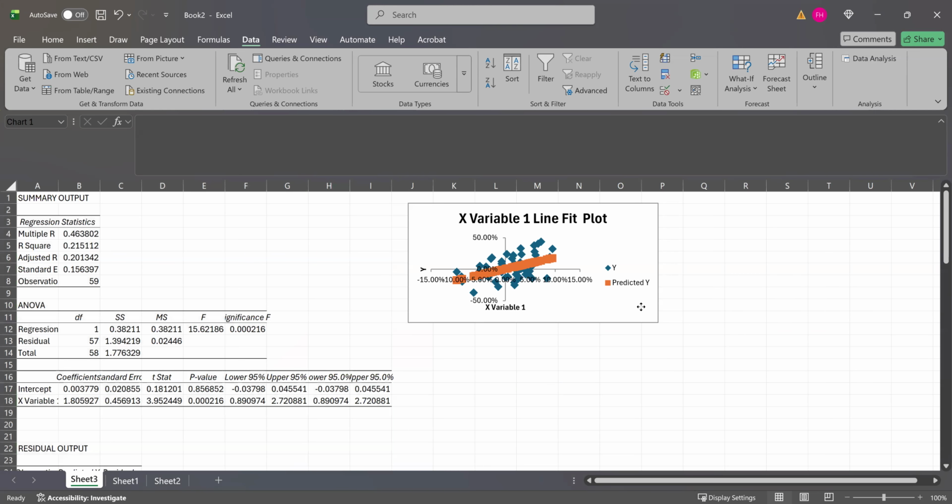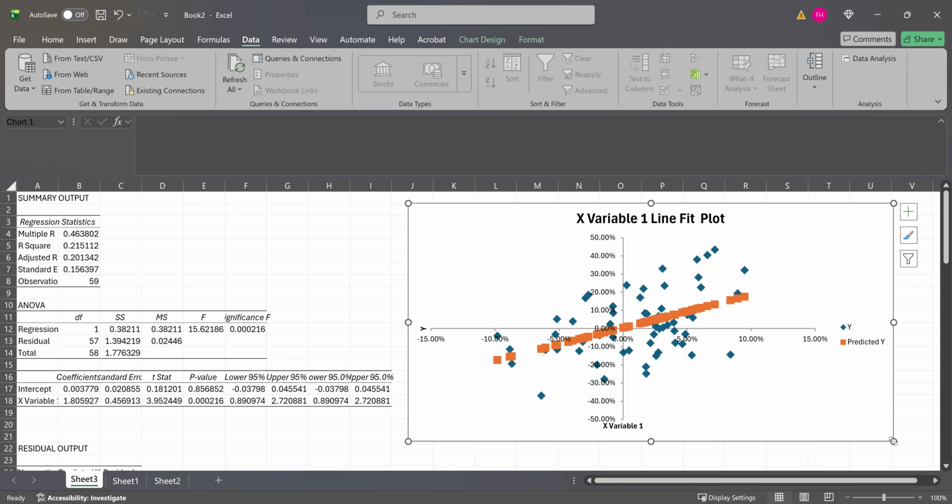So this is the result of my regression analysis. Here I'm performing a simple regression analysis where I have only one variable and where I'm assuming that the relationship between the variables is a linear relationship. As you can see, each of those dots are the actual values. So here I have Y and X.